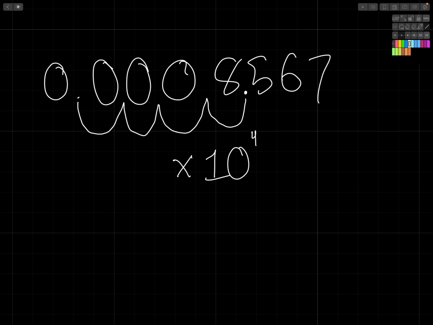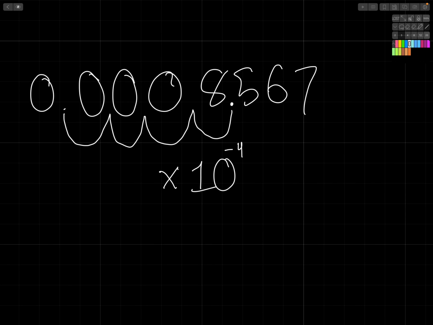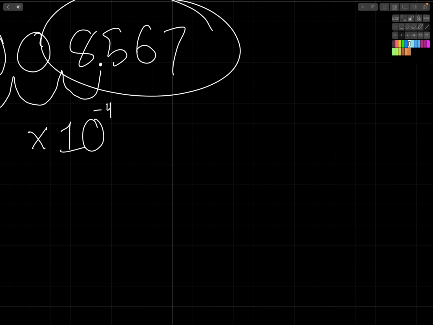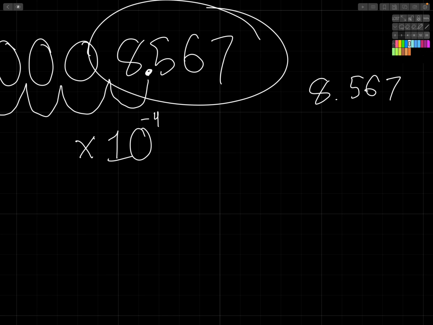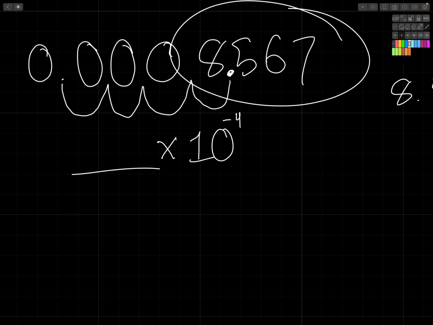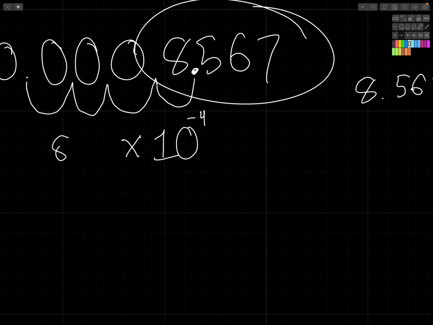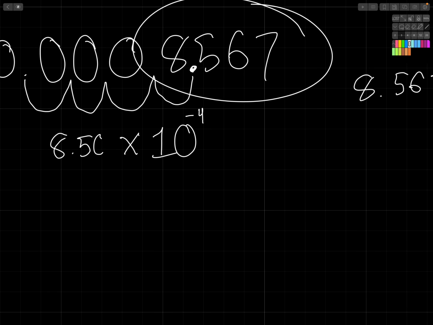And since we moved the decimal place to the right, that means we place a negative on the exponent. And then look at the number that you created. The decimal place would be right here, so that would be 8.567. You just write that on the left of the scientific notation, 8.567. And that is your scientific notation.